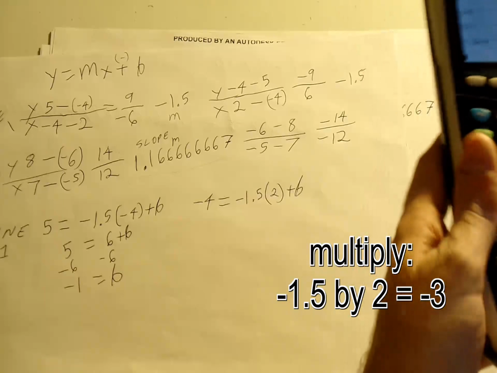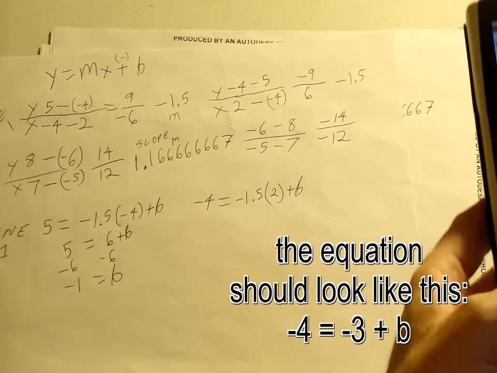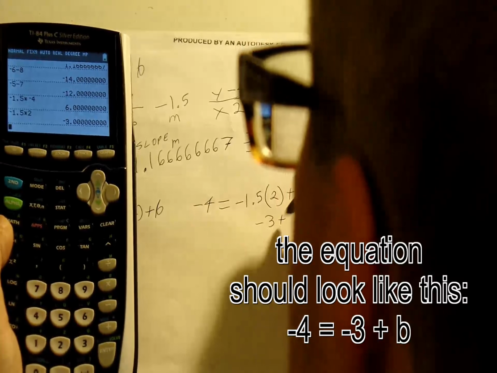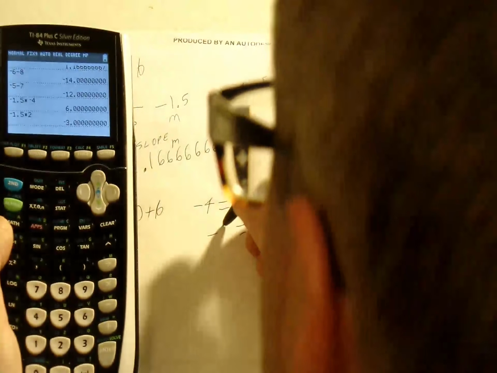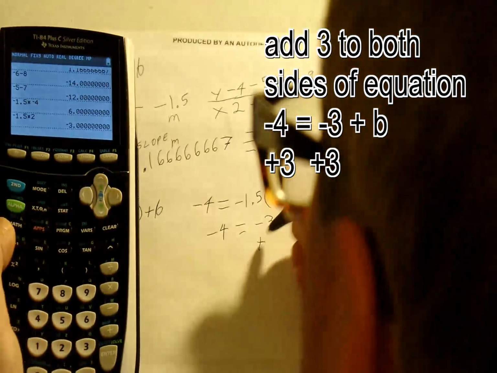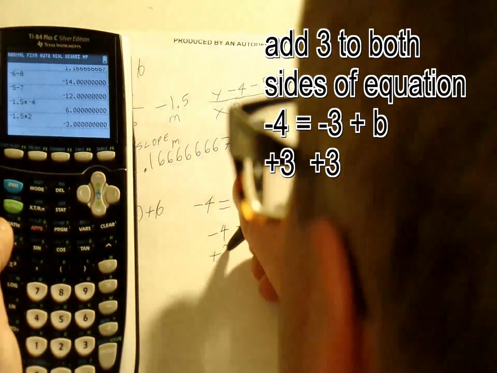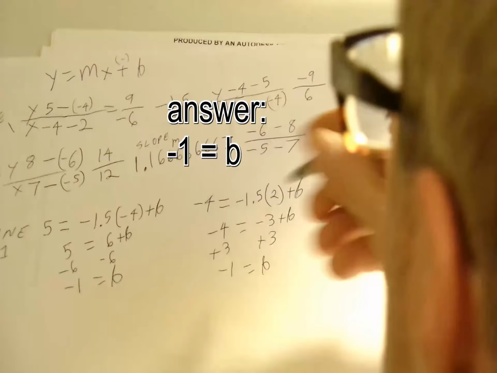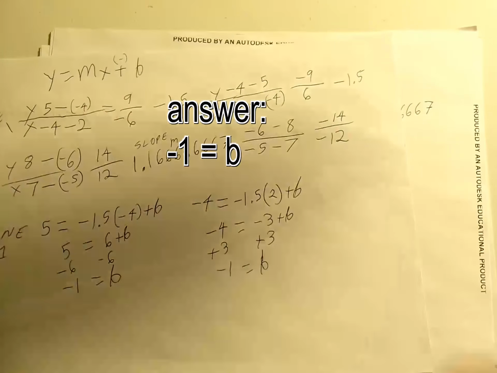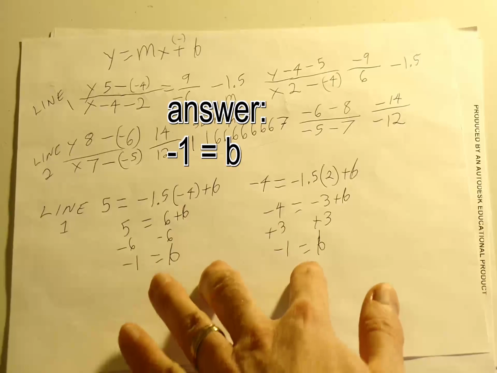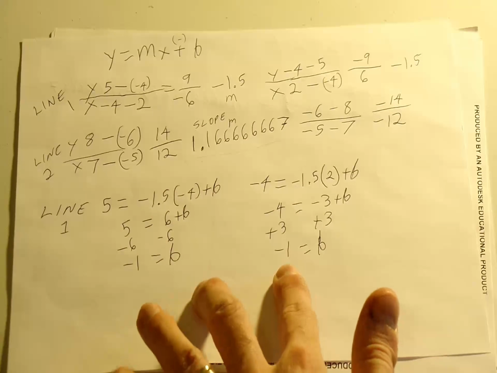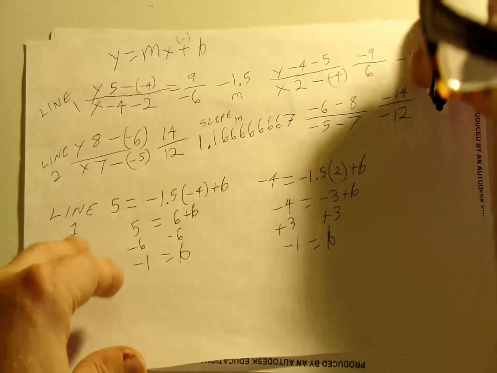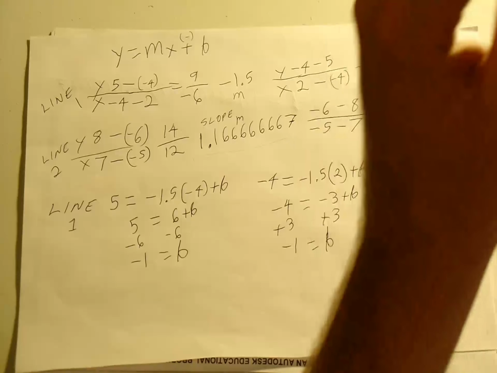Negative 1.5 times 2 equals negative 3. Now it looks like this: negative 4 equals negative 3 plus b. Add 3 to both sides of the equation, and you get negative 1 equals b. So we got the same answer both times. Seems like we're doing something right. Let's move on to line 2. Let's find the b part of line 2.